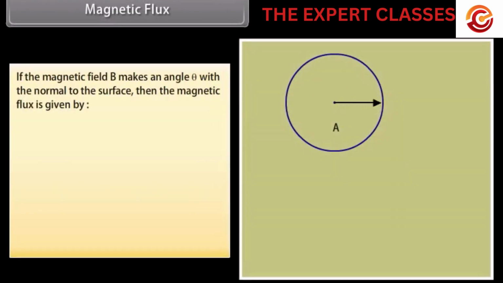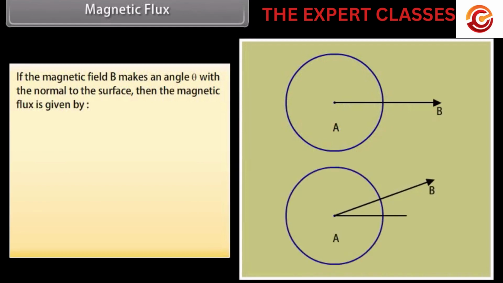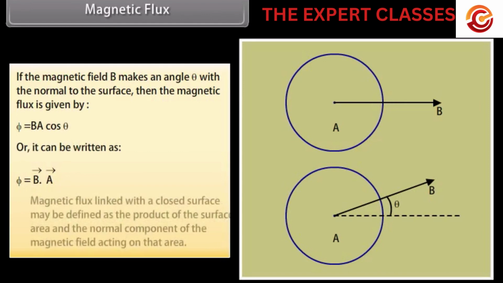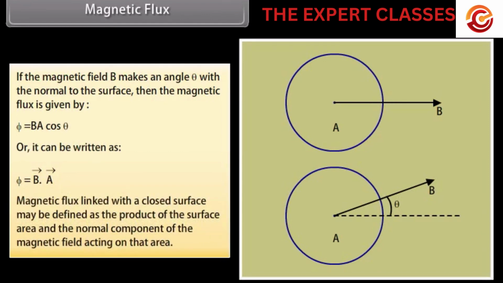If the magnetic field B makes an angle theta with the normal to the surface, then the magnetic flux is given by BA cos theta. Or it can be written as phi equals the dot product of B and A. Magnetic flux linked with a closed surface may be defined as the product of the surface area and the normal component of the magnetic field acting on that area.